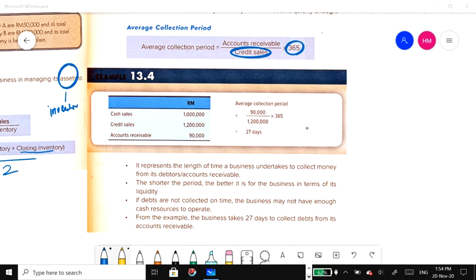Sebab tu kalau untuk average collection period, the lower the better. Maksudnya dalam masa 27 hari baru kita boleh dapat kita punya cash daripada account receivable kita. Sebab sekarang kita nak dapat duit dengan cara yang cepat. So kita perlu mengurangkan kita punya average collection period. So the shorter the period, the better it is for the business in terms of its liquidity. If debts are not collected on time, the business may not have enough cash resources to operate. From the example, the business takes 27 days to collect debts from its account receivable. Almost 1 bulan juga lah. Lepas 1 bulan baru dia akan dapat duit.